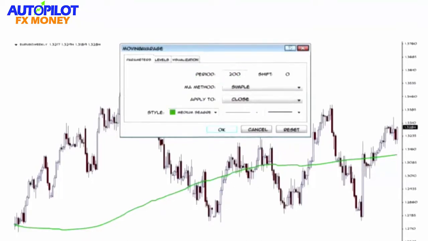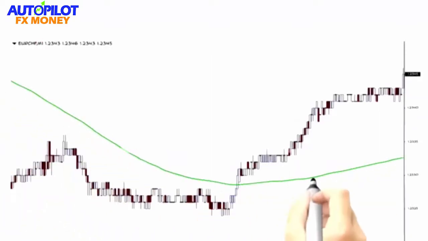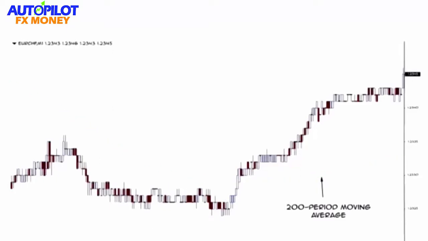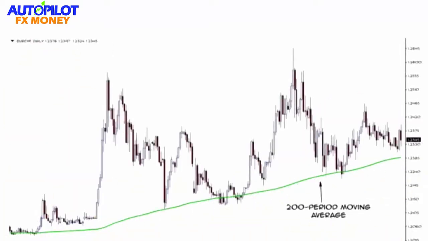The length of each period depends on the time frame of the chart you're using. That means, on a 1-minute chart, each candlestick shows price movement over 1 minute, so the 200-period moving average is made up of a series of average closing prices for the past 200 minutes. On a daily chart, the 200-period moving average shows a series of average closing prices over the past 200 days.